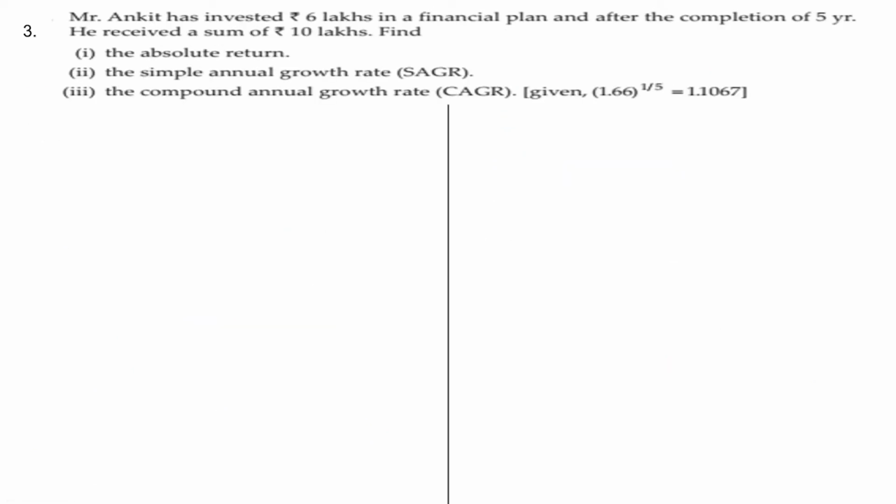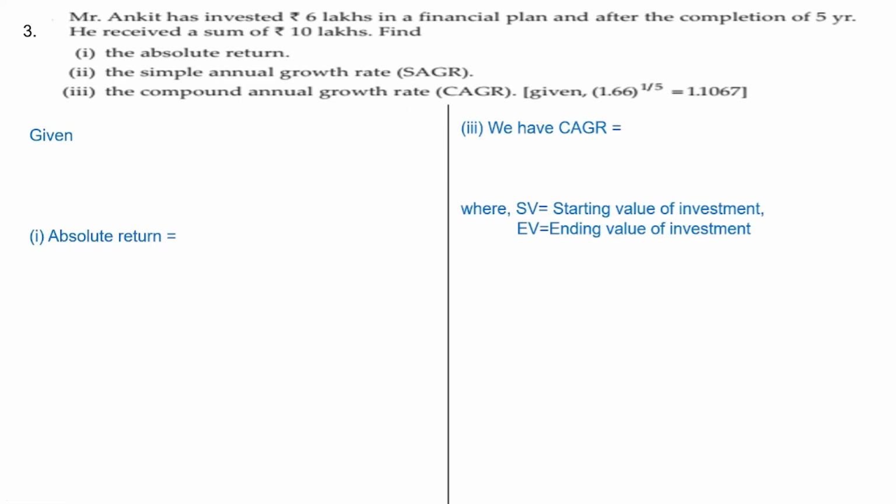Now moving on to the next question. Mr. Ankit has invested rupees 6 lakhs in a financial plan, and after completion of 5 years, he received a sum of rupees 10 lakhs. Find the absolute return, simple annual growth rate, and compound annual growth rate. So here the starting investment is rupees 6 lakhs. After 5 years, that is the ending value, is rupees 10 lakhs. We need to find the absolute return, the simple annual growth rate, and compound annual growth rate.